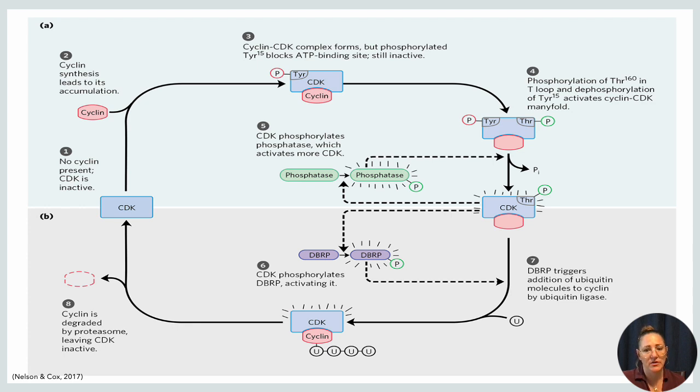By dividing this diagram that we see here in half, we have the top portion and the bottom portion. We will describe the step-by-step processes that are necessary for the regulatory mechanisms of CDKs involved in the cell cycle.